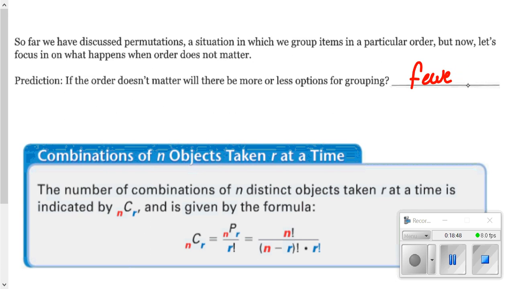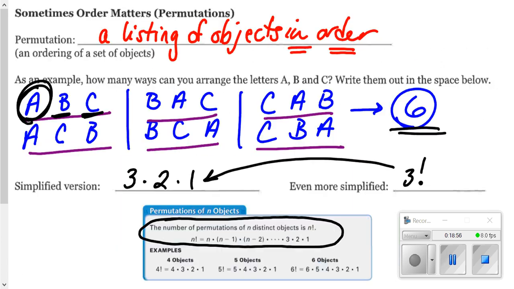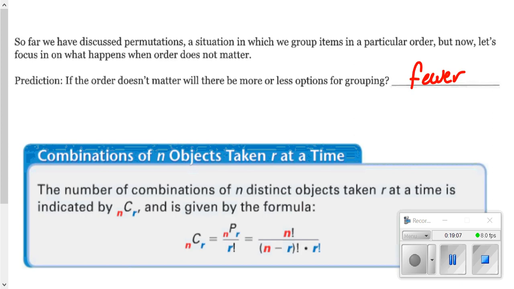There are going to be fewer options because, when we were listing out before, the A, B, C, C, B, A, all of these would be considered the same combination, right? There's an A, there's a B, there's a C in every one of those, okay?